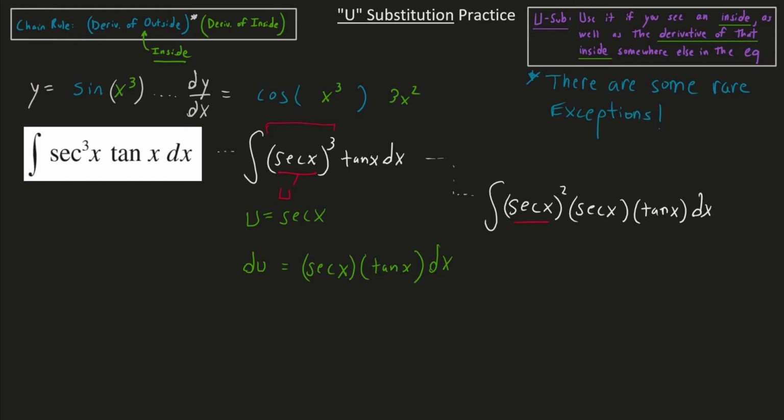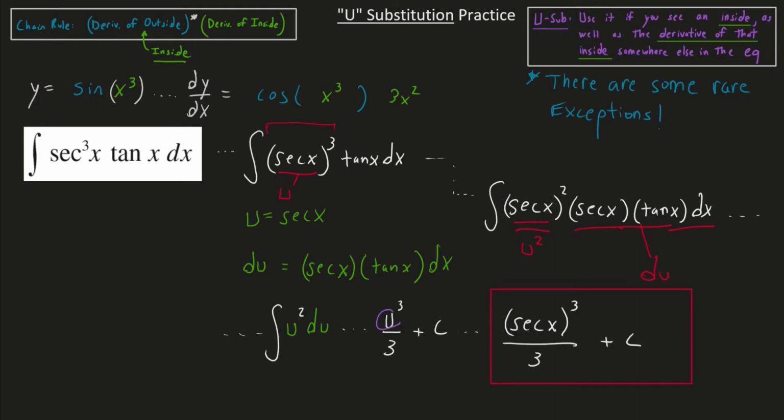So these two secants here will become u squared. And secant x times tangent x times dx, well, that'll just be my du. So it does in fact work out here. Yeah, you have to be very careful. You always have to try to split up your algebra and make those puzzle pieces work to your advantage, if you can. So from here is a simple inverse power rule antiderivative.